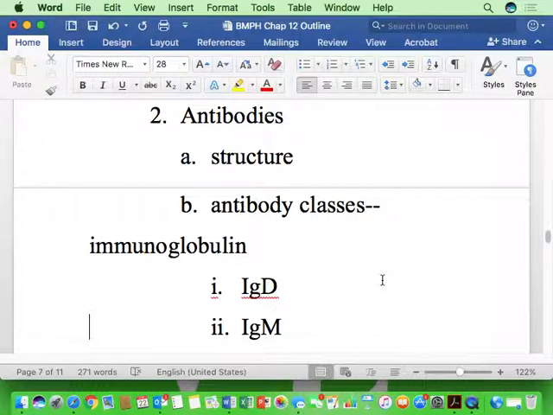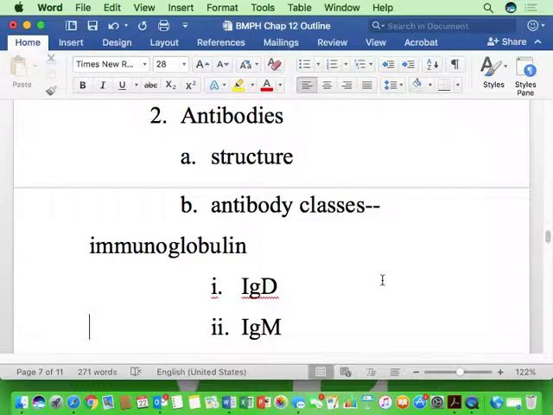So they form a pentamer. How do you spell pentamer? P-E-N-T-A-M-E-R. Oh my god, I got that right. It's a pentamer. That's what I was going to say, but who cares?